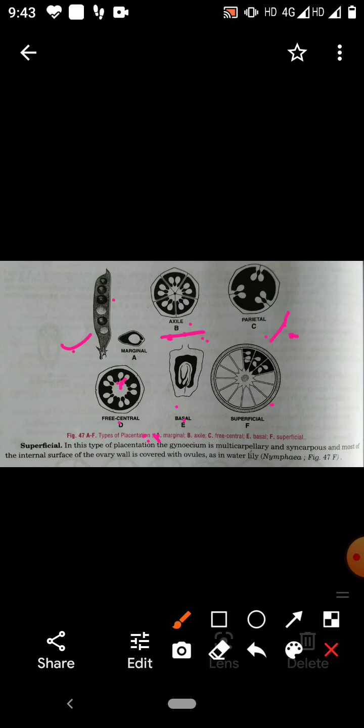Next is superficial. This type of placentation is found in multicarpellary syncarpous ovary. The internal surface of the ovary wall is covered with ovules. So this is the superficial. So I told you there are 6 types of arrangement of ovules in the ovary. Arrangement of the ovules in the ovary is called placentation.